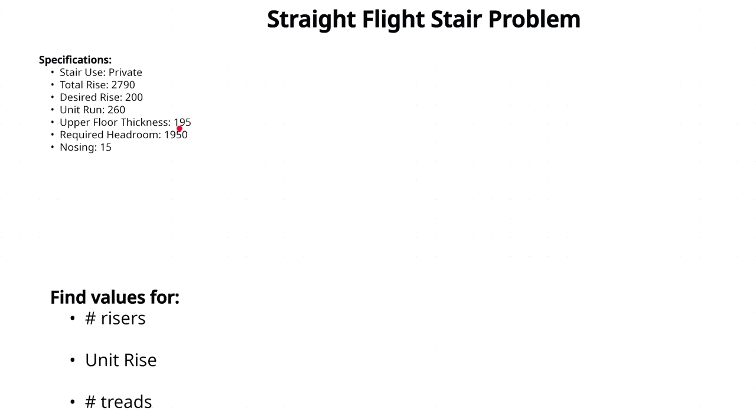The upper floor thickness, so the upper floor construction, is given to us as well at 195. And we have required headroom of 1950, which means the minimum, and that's just the number that we're going to go with. Then we have a nosing of 15 mils.